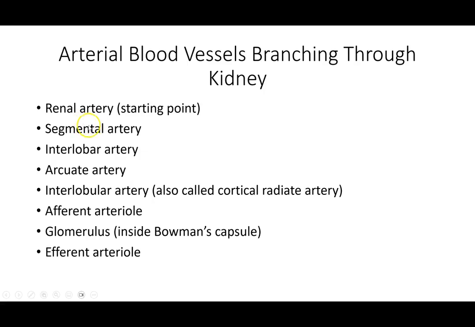It will then branch into segmental arteries and then interlobar arteries, arcuate arteries, and then we have another type of interlobar artery, also sometimes called the cortical radiate artery, and then the afferent arteriole, which will then pass into the glomerulus or glomerular capillaries, and then from there out the efferent arteriole.